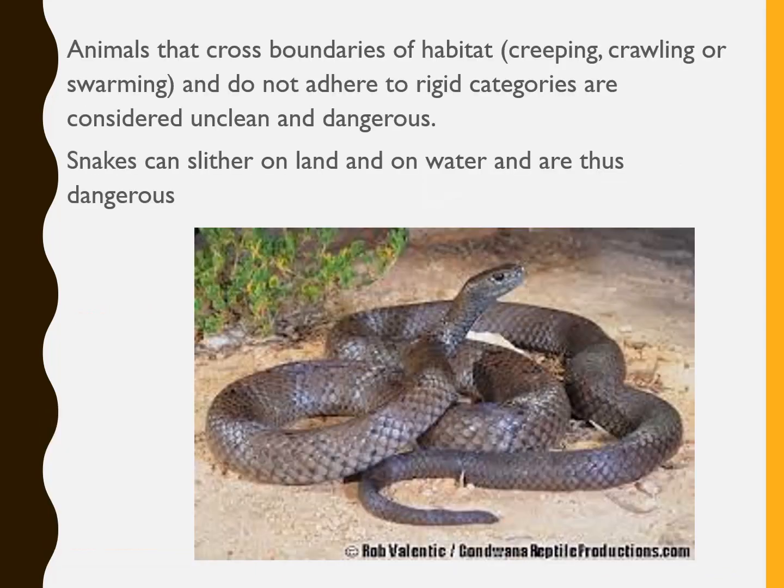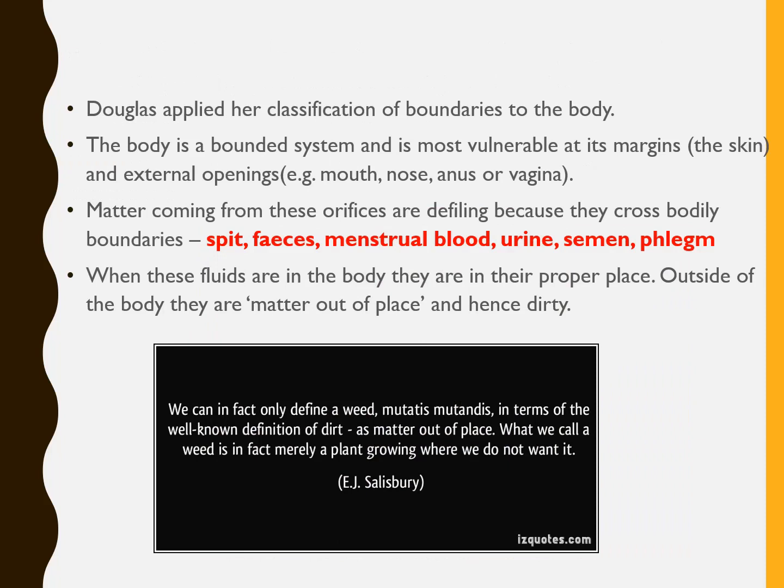Animals that cross boundaries of habitat by creeping and crawling and swarming and don't adhere to rigid categories are considered unclean and dangerous. And you can see how snakes, therefore, are considered dangerous because they can slither on land and on water as well. Mary Douglas went on to apply her classification of boundaries to the body. So she sees the body as a bounded system and most vulnerable at its margins, like the skin and any external openings like the mouth and the nose, etc.